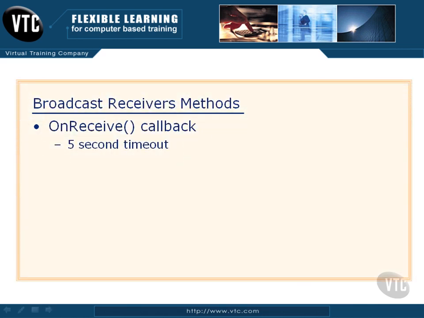A broadcast receiver has essentially one method. It's an on-receive callback, and the rule for this is, aside from that it has to specify the correct Android manifest, that there's a 5-second timeout on any operation within that on-receive callback. So this is not a time to do a lengthy operation. If you have to do a lengthy operation in response to receiving a broadcast event, you need to spin off a thread to do that. There's a 5-second timeout, and you will be shut off if you violate that 5-second timeout.